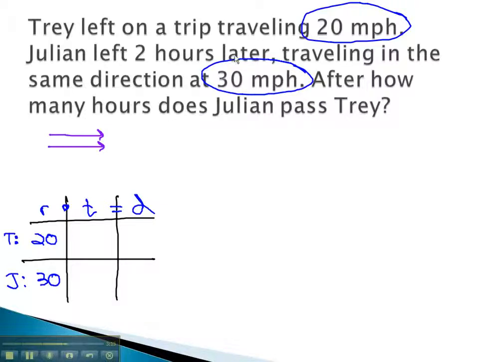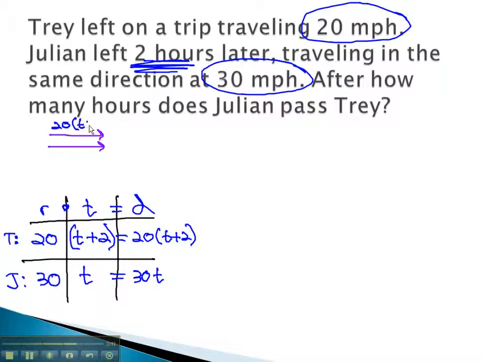Trey left first and has a head start of 2 hours, so we will add 2 to Trey's time, while Julian's time is simply t. To find their distances, we multiply those together to get 20 times t plus 2 for Trey's distance, and 30 times t for Julian's distance. If Trey is 20 times t plus 2, and Julian is 30 times t, but they're both the same distance, we can set those equations equal to each other. 20 times t plus 2 is equal to 30 times t.